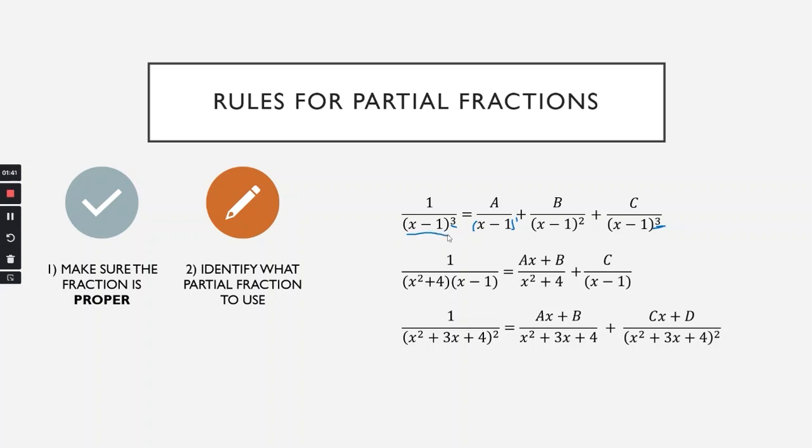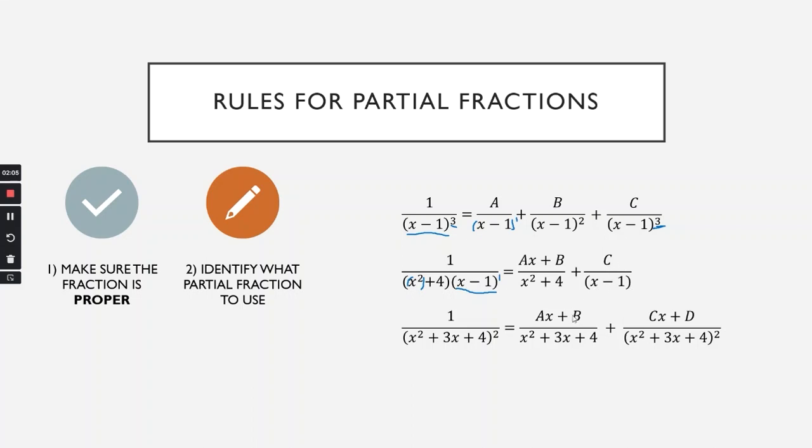term here. Another rule to keep in mind is if we have a term with an x squared in it on our denominator. This is represented in our numerator by ax plus b. So in this example, our term x squared plus 4 is going to be broken up into ax plus b over x squared plus 4. And our x minus 1 term is being taken to the power of 1. So we can represent that as c over x minus 1.